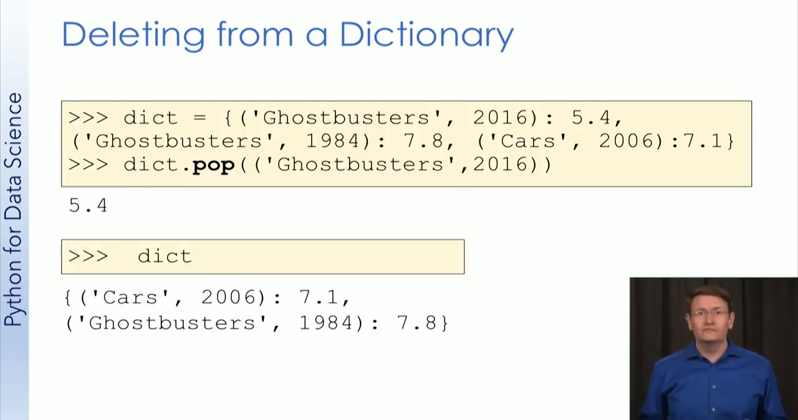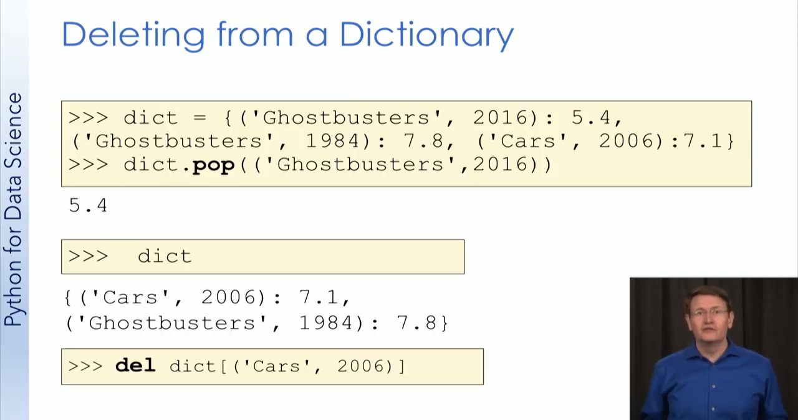If we check, the dictionary no longer has the movie we just popped. You can also use the del command to remove a key value pair if you don't care about getting the value back.